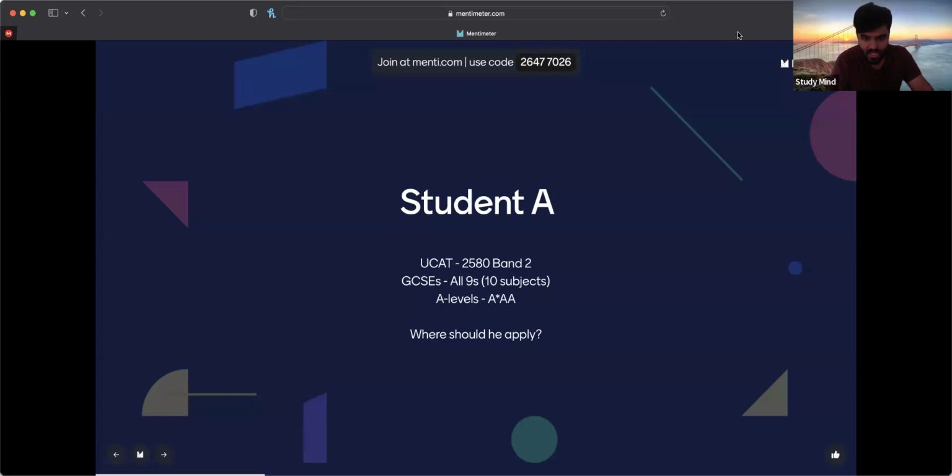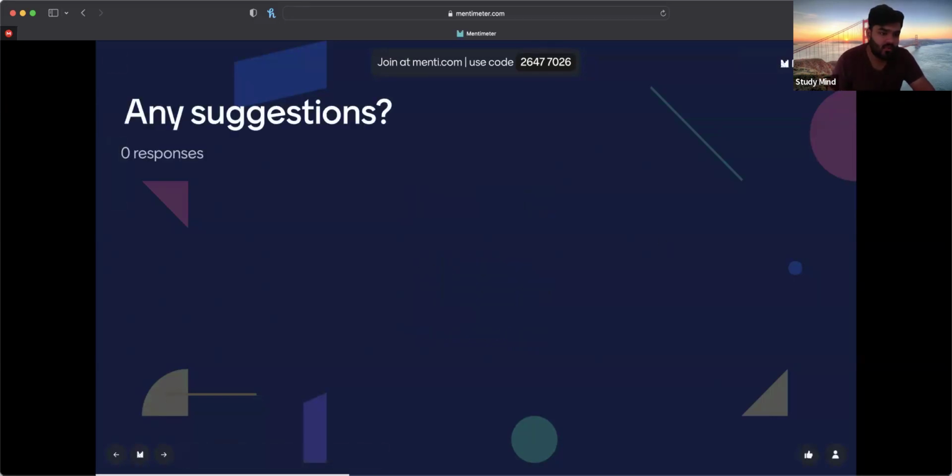This is student A. Obviously, there are lots of variables that go into choosing universities, but we're going to give you a strategic application framework to work off of. Student A did his UCAT yesterday, got 2580, band 2. GCSEs are all 9s, about 10 subjects, and the A levels are predicted A star AA, with the A star in biology. The question I have for you is: where do you think he should apply?